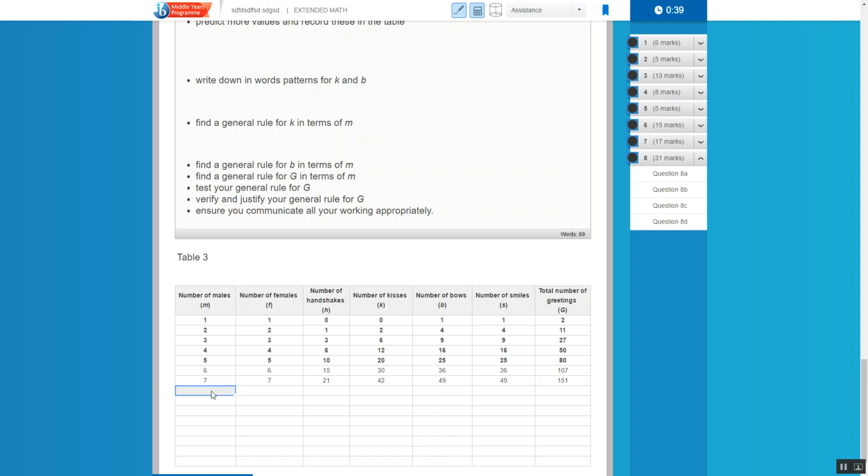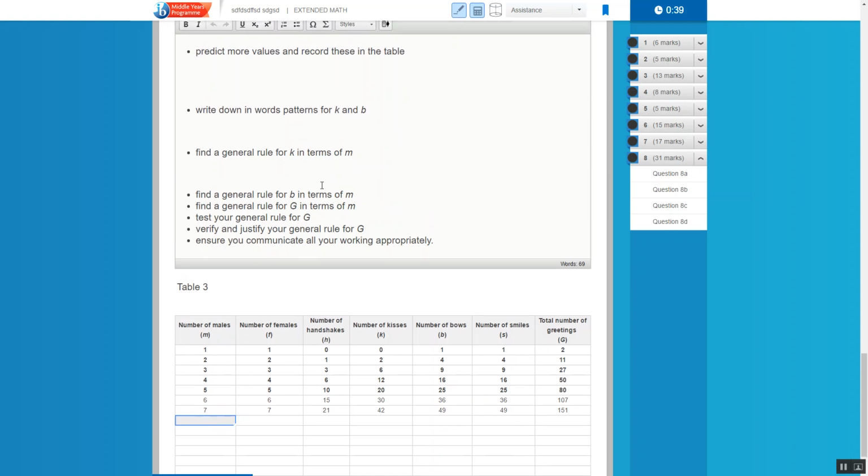Alright, so I have predicted more values and I've recorded these in the table. So the mark scheme actually says correctly predict 1 term for any 2 sets of data. Okay, I've done that. You get 2 marks. Correctly predict 1 row for the 5 sets of data. So these are the 5 sets of data. I've done that, I've done 1 row. Correctly predict 2 rows, and that gets me 3 marks. So I've done 2 rows, and that gets me 3 marks.